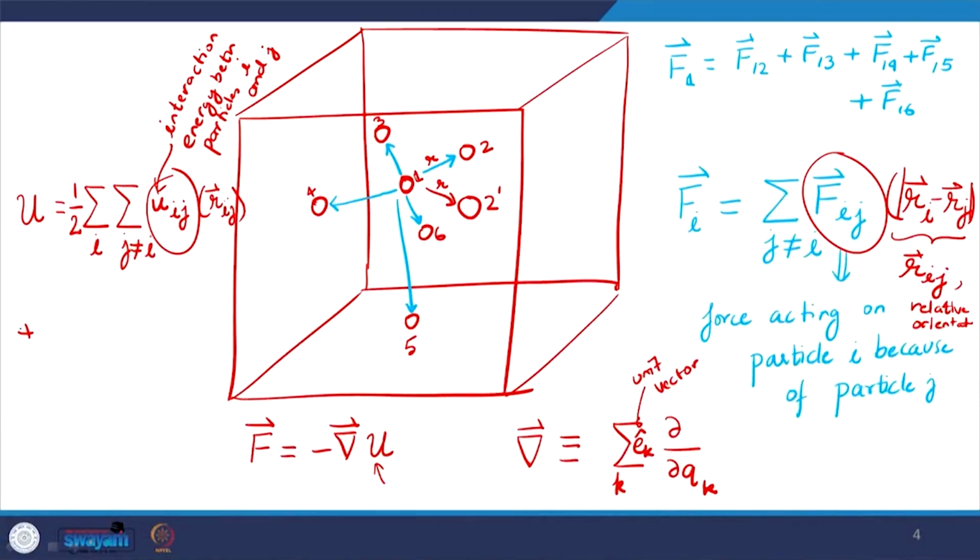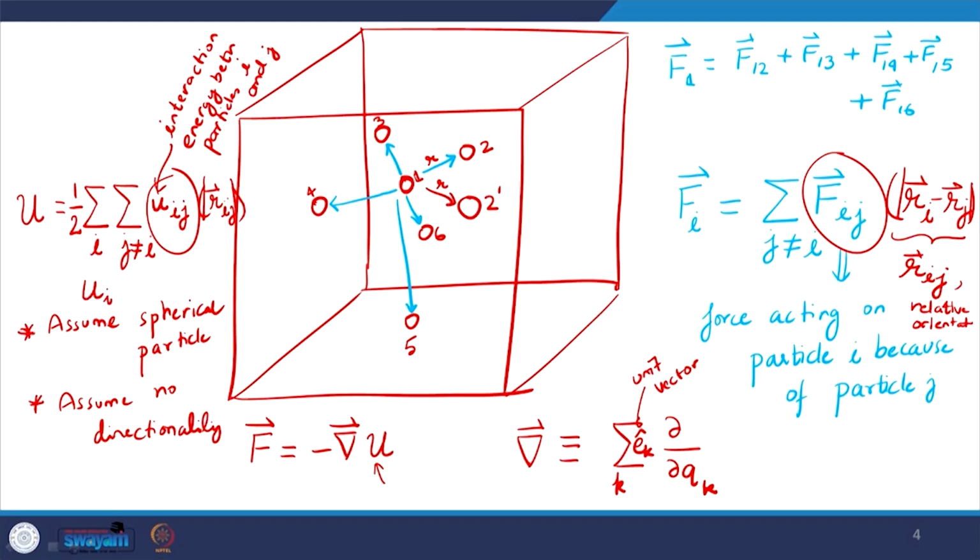So, assuming spherical particles and assuming no directionality, that is true for almost all the cases that we will discuss in this particular course, we can say that we will not worry about the vector distance, we will worry about the scalar distance. We can say we want to compute uij as a function of Rij.